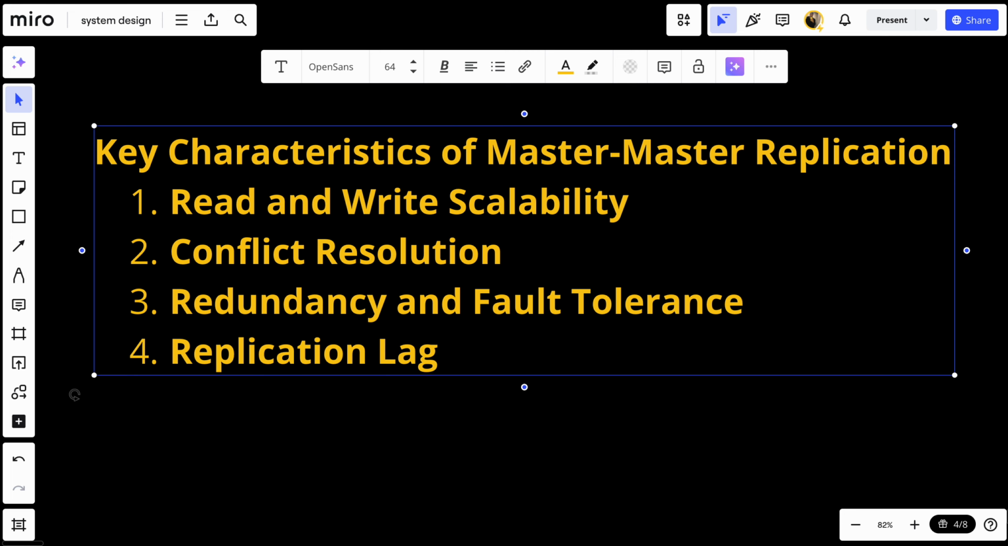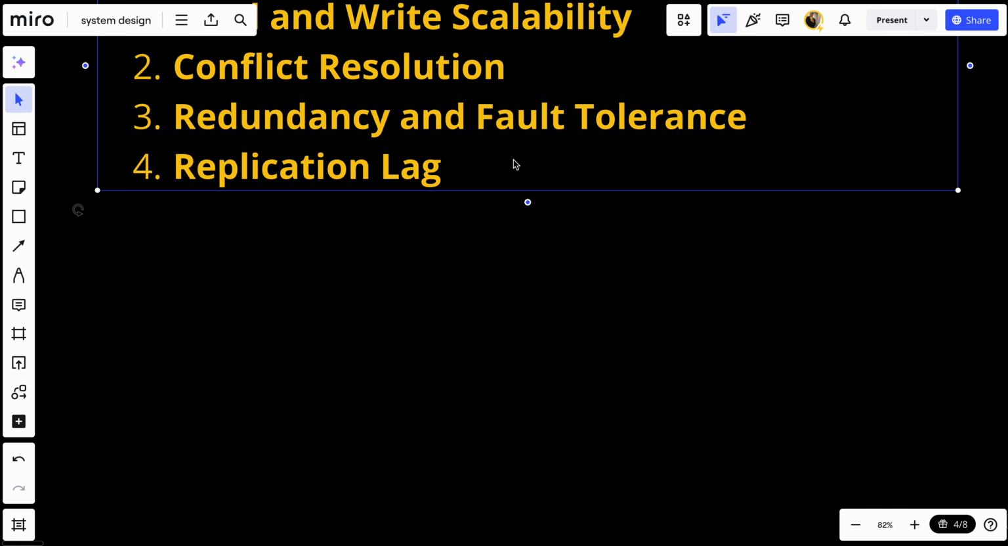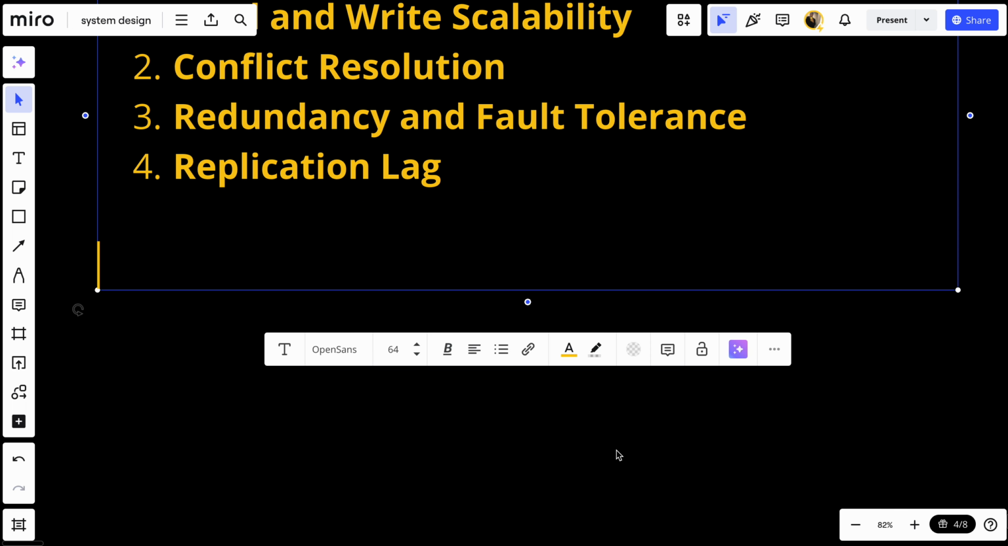So let's talk about the advantages of master-master replication. Why do we use master-master replication?